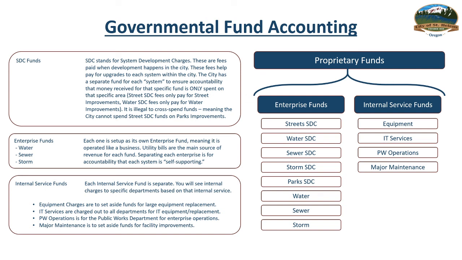Public Works Operations is set up to help us easily track expenses for our enterprise funds. In many cases, it can be difficult to identify if a public works expense is solely for water, sewer, or storm. Often purchases that are made can be used for each of these services. So these expenses are shown in this fund. If an expense can clearly be identified as solely for water, sewer, or storm, then those expenses are shown in the actual enterprise fund. The last internal service fund is major maintenance. This fund is used to set aside funds for facility maintenance and major improvements around the city.